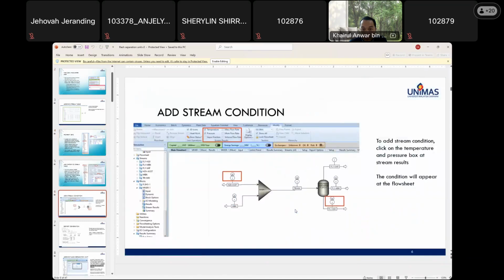This is the previous one, from last week. We've done it until the mixer. Now we continue to the flash.